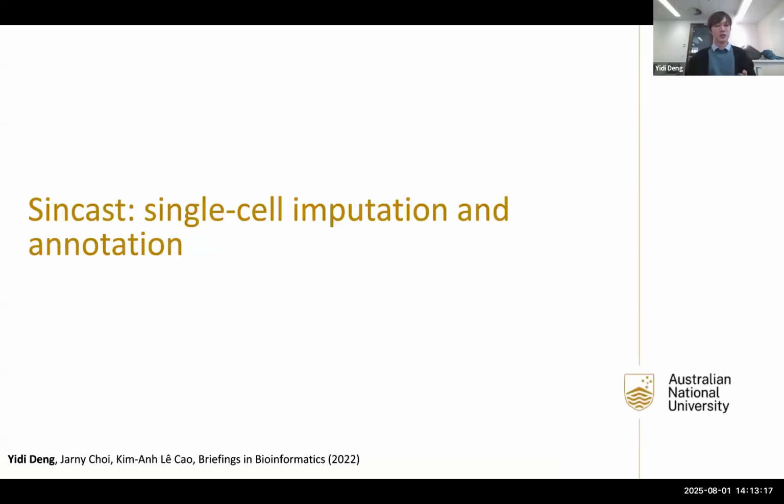So first, I want to talk about the first project, which is SinCast, for single cell imputation and annotation. Because you can imagine, if we have a very noisy and sparse data set, the downstream statistical analysis could be very difficult, right? So the first attempt that we have on single cell data is single cell imputation to make downstream analysis robust.